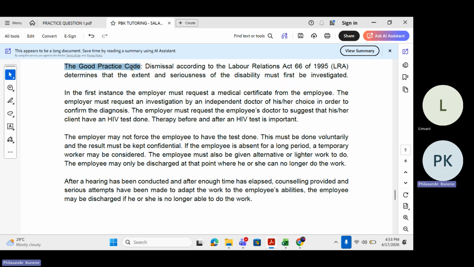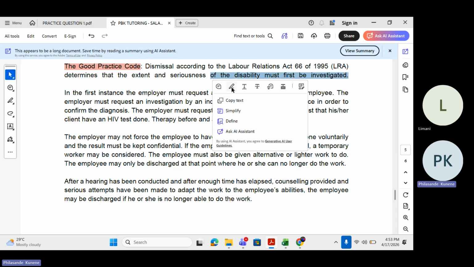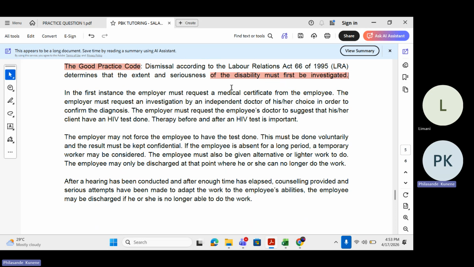Obviously, there is a good practice code to say someone who is sick, that dismissal, they must dismiss according to the Labor Relations Act 66 of 1995, which determines that the extent and seriousness of the disability must first be investigated, right? Obviously, there must be those investigations before you are being fired at work. They must have done intensive research to say, is this person still going to provide us with a service that we wanted from him or her? If not, then they're going to allow you to go home and rest, right?